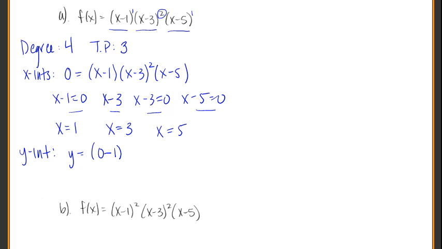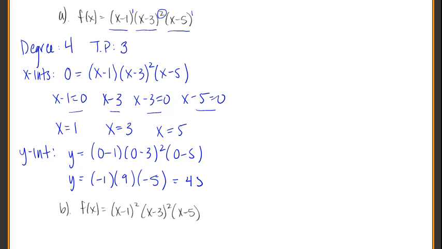So 0 minus 1 times 0 minus 3 squared times 0 minus 5, or y is equal to negative 1 times negative 3 squared, which is 9, times negative 5. So negative, negative, positive will be a positive. 9 times 5 is 45. So we've got quite a large y-intercept, but we'll kind of estimate it when we get to our graph.